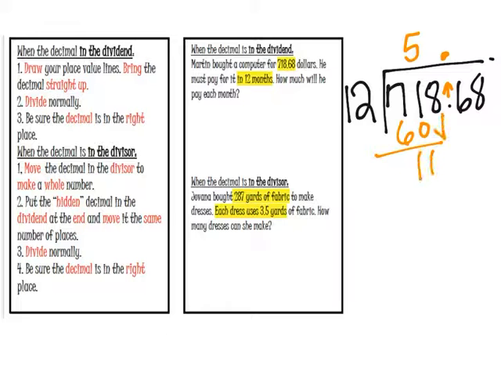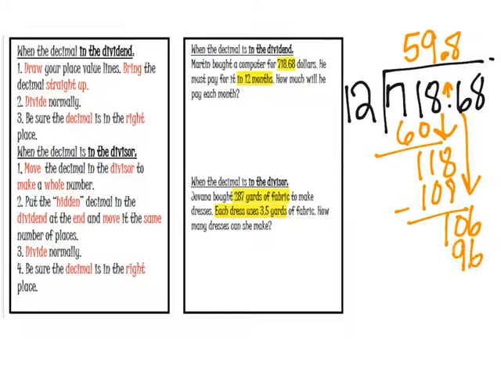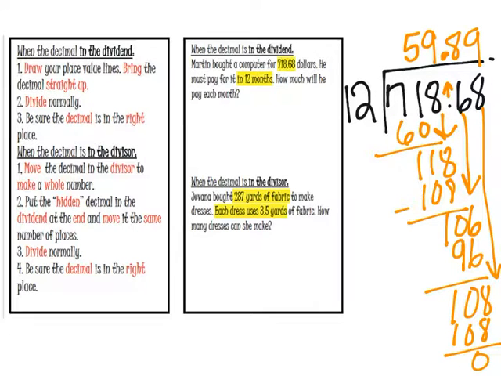So 12 goes into 71 5 times, which is 60. And I'm left with 11. I bring down my 8, and that's 9 times, which is 108. It leaves me with 10. Then I bring down my 6, and that's going to be 8 times, which is 96, which gives me 10. And then I'm going to bring down my 8, and it'll be 9 times, which is 108, and I'm left with 0. So he'll be paying $59.89 per month for 12 months.